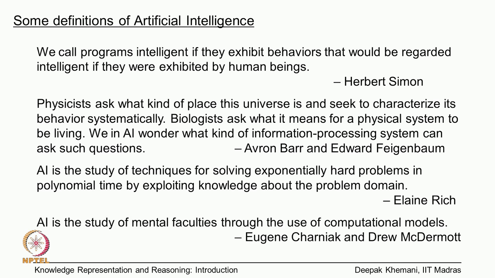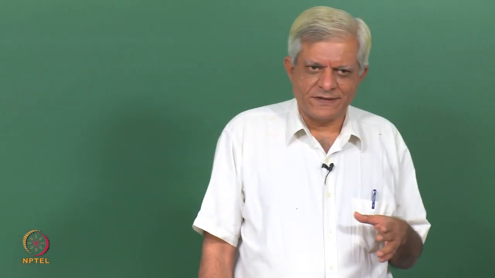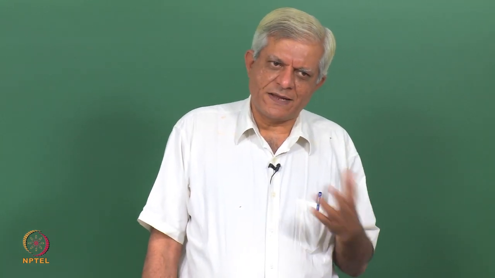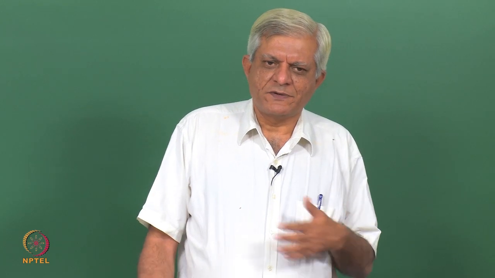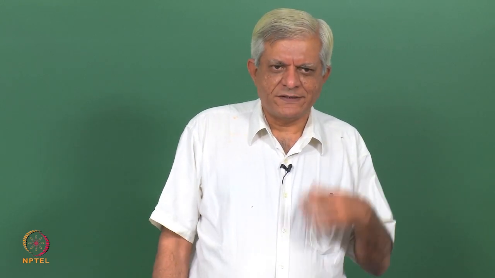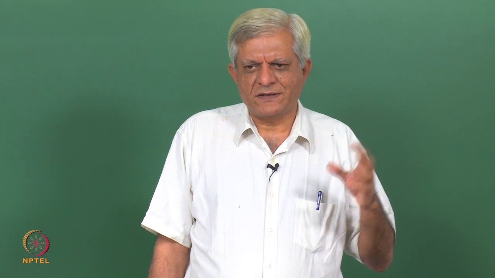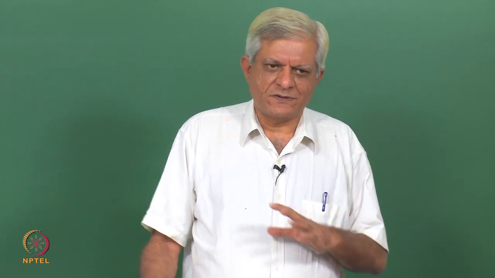Charniak and McDermott, two authors who have another very popular book, which I have used quite often myself, say that AI is a study of mental faculties. So it's a study of how humans think. It's more like a cognitive science attitude towards AI: how do we think, what are our mental faculties. The study is done by building computational models which will validate our theories. So if we say this is how we remember things, this is how we store our memories, or this is how we solve problems.